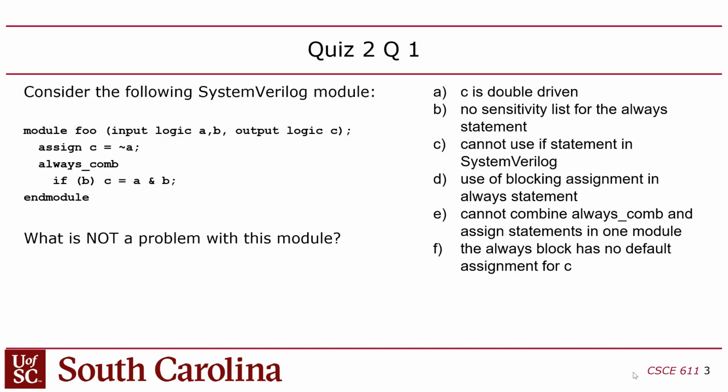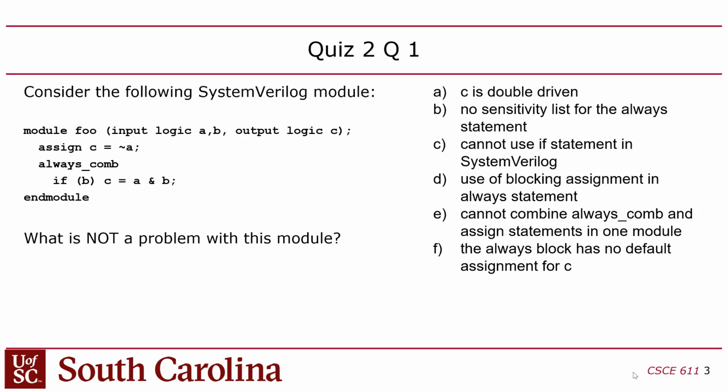Okay, so quiz 2 was due last week, and I'm just going to quickly run through that. The first question was, consider the following SystemVerilog module. What is not a problem with the module? The first option there is C is double driven, and that is a problem because you can't assign C with the assign and with the always_comb. So that's not an answer.